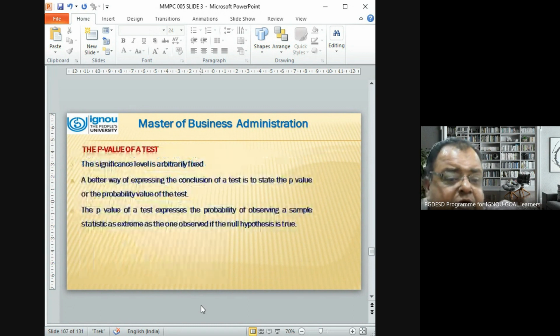P value of a test. The significance level is arbitrarily fixed. A better way of expressing the conclusion of a test is to state the p-value, or the probability value, of the test. The p-value of a test expresses the probability of observing a sample statistic as extreme as the one observed if the null hypothesis is true.